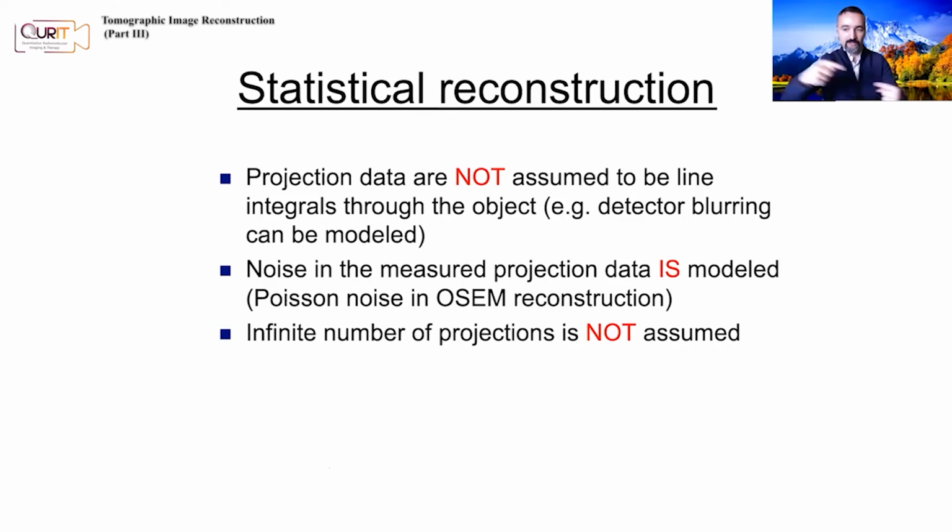It doesn't have to be a line integral. It could be modeling things like, for example, intercrystal scattering, detector blurring, positron range, and things like that. Noise is modeled in statistical reconstruction, not in all iterative recon methods, but in statistical iterative recon methods. In the case of the MLEM or the OSEM, which I will talk to you about, which is just a variant of the MLEM, it is assuming a Poisson noise.